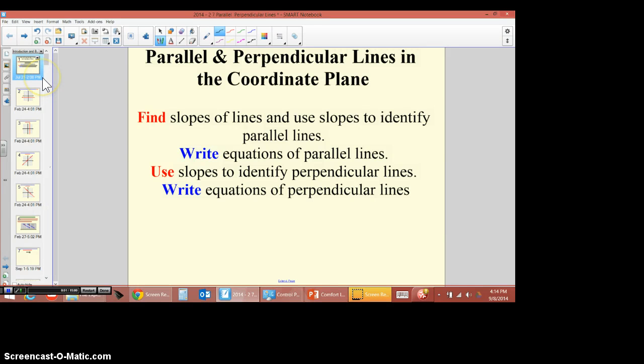All right, welcome to section 2.7. Today we're going to be discussing parallel and perpendicular lines in the coordinate plane. Again, 2.7 is not required, it's extra credit, and the test questions will reflect extra credit as well. Let's go ahead and get started.